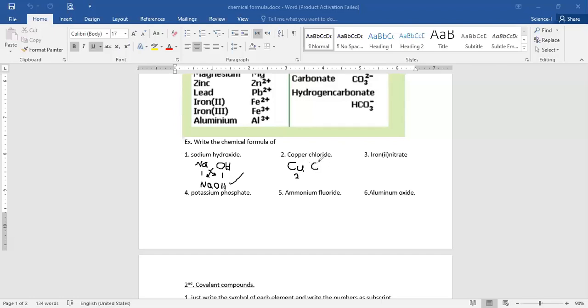Cl, Cl. Good. And its valence is? 1, 1. Okay. So we're going to switch the places. It will be Cu, Cu. Cl, Cl2. Okay. Good.